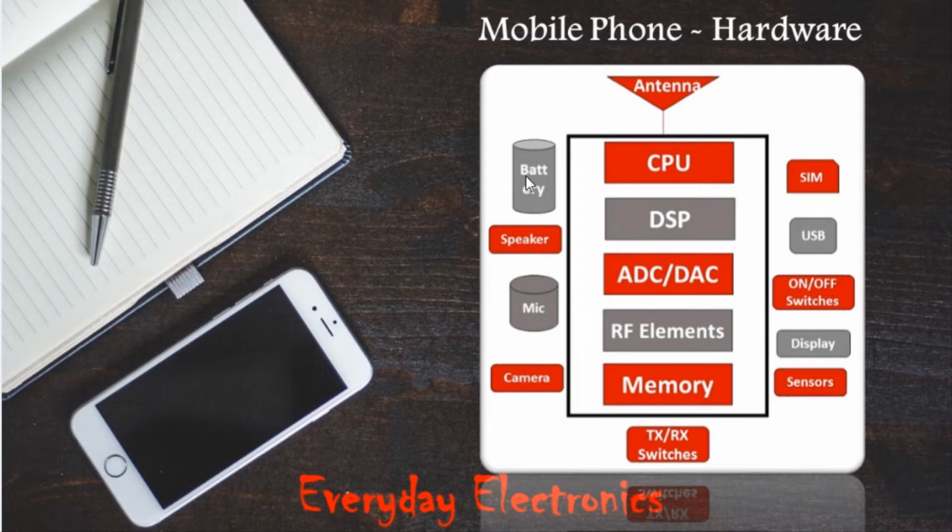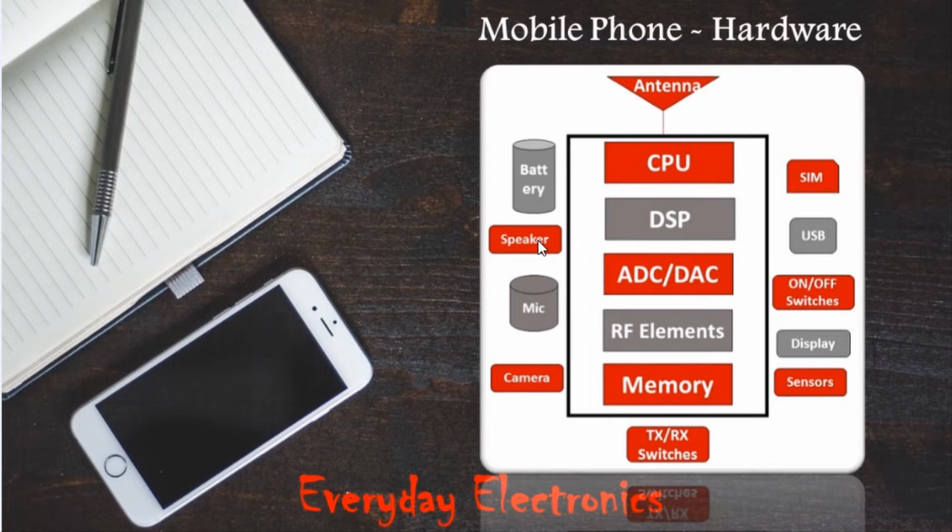Now coming to the other parts, here we have a battery. The battery is a power source. The battery charger is actually an AC to DC converter, and we have a charging IC. It takes current from the charger and charges the battery.